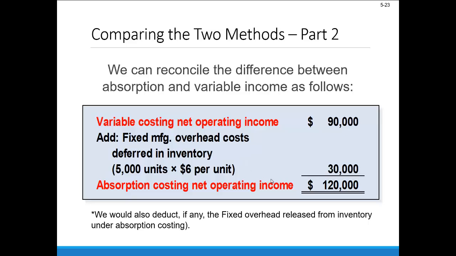All right, the reason we're adding this, by the way, if we want to think about the flow of the income statement, under absorption costing, we have a lower expense total because we've got this 30,000 in fixed overhead stuck in inventory.